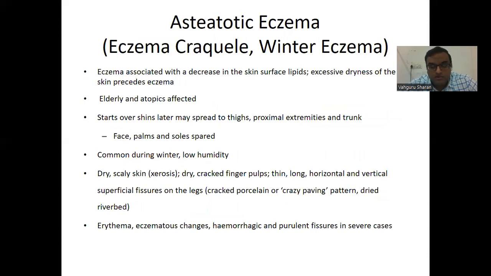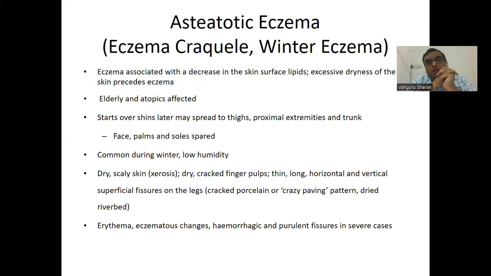That was all about seborrheic dermatitis. Next dermatitis in line is asteatotic eczema, eczema craquelé, or xerotic eczema. Eczema is associated with a decrease in skin surface lipids; excessive dryness of the skin leads to eczema. Elderly patients and atopic patients are more affected. It starts over the shins and later spreads to thighs, proximal extremities, and trunk. The feet, palms, and soles are typically spared by asteatotic eczema.